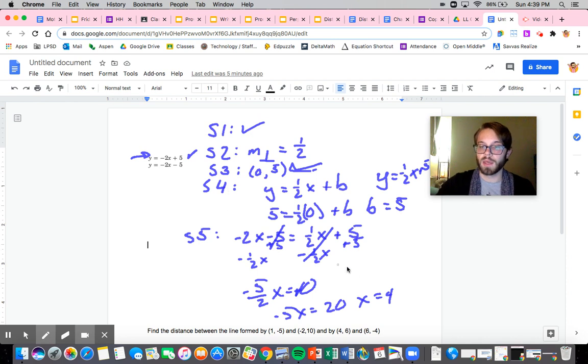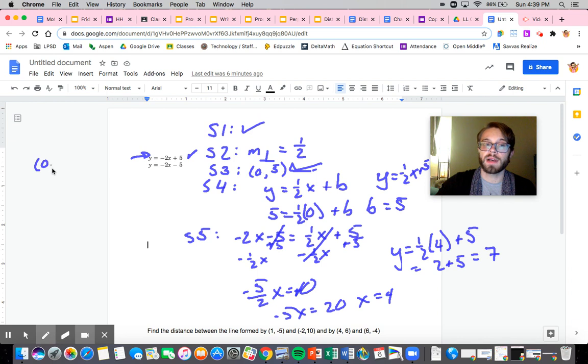All right, so now I have my x coordinate. I'm going to plug that in. It does not matter which one I plug it into because they have the point of intersection, right? So I'm just going to plug it into that one as a fraction. Why not? So y will then equal 1/2 times 4 plus 5, which is 2 plus 5, which is just 7. Okay, so now I have 2 points.